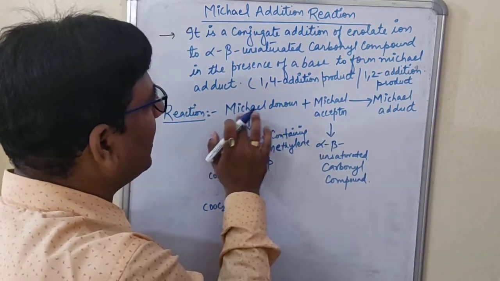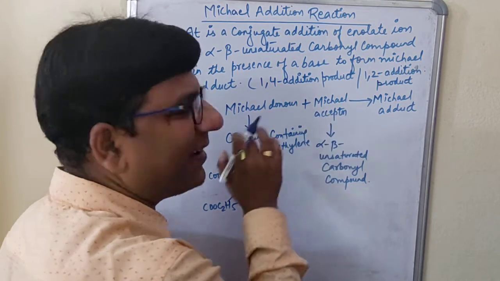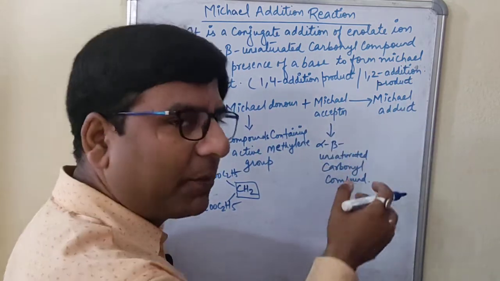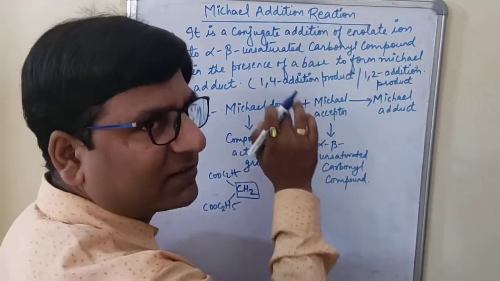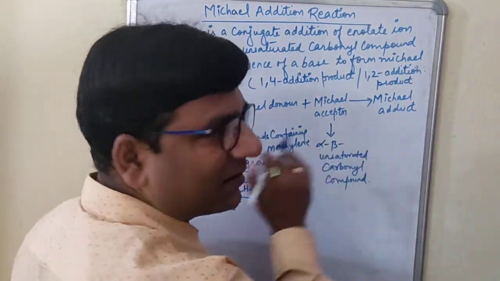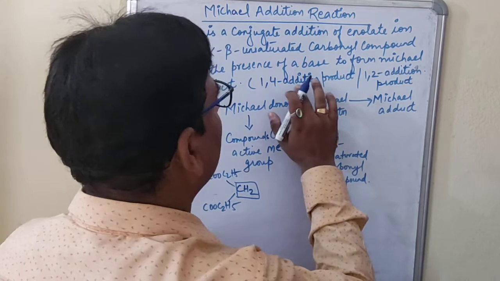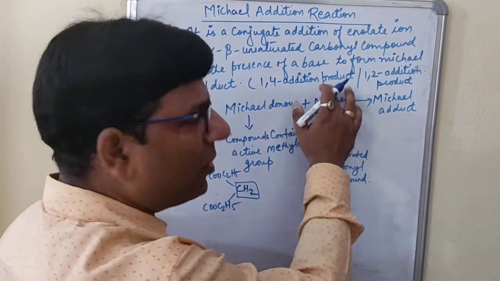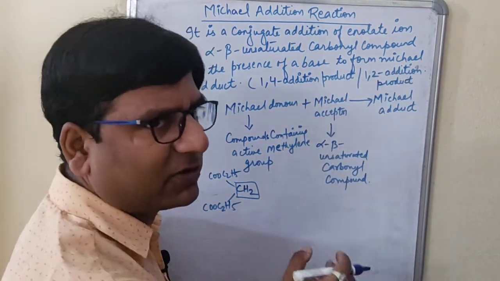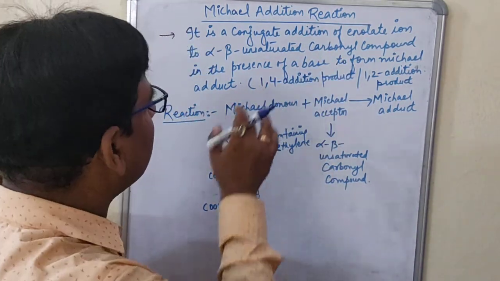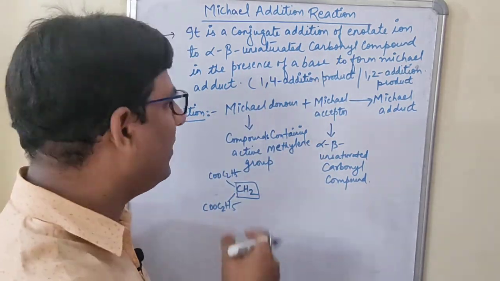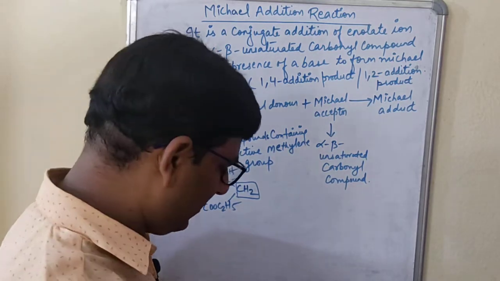And when this Michael donor and this Michael acceptor react together, it gives rise to the product that we know as the Michael adduct. Because this is an addition reaction, students, that's why we are writing adduct. And that may be the 1,4 addition adduct or the 1,2 addition adduct. Clear? Hope you have understood what this reaction is all about. Now we will see the mechanism of it, right?